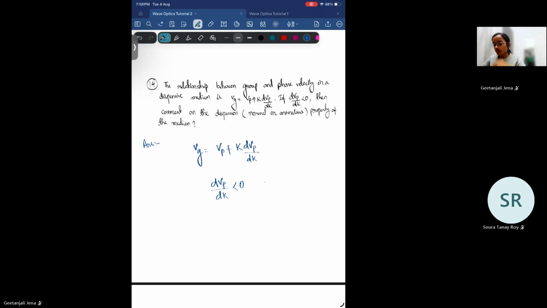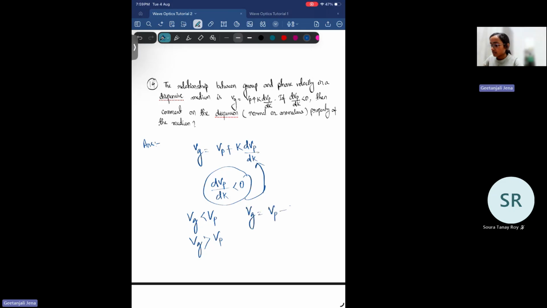Okay, so one thing you need to remember is that for normal dispersion, Vg is always less than Vp, and for anomalous dispersion, Vg is greater than Vp. So in the question, it is given dVp over dk is less than 0. That means it's a negative quantity. So if you put it here, this will give Vg is Vp minus k dVp dk. So here you can see that Vg is less than Vp. So that means it's following a normal dispersion.